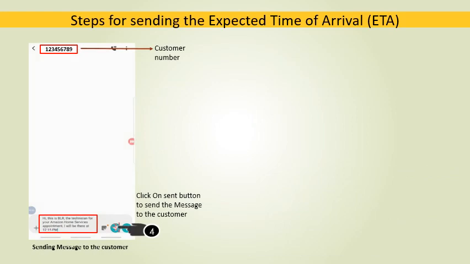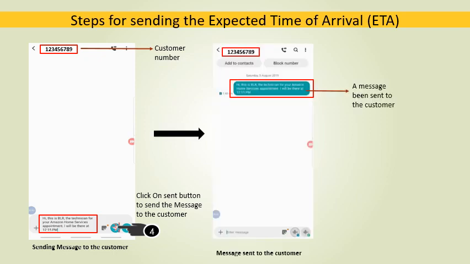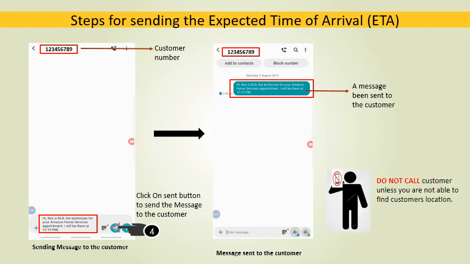Once you click the Text Customer button, an SMS notification will be generated with the arrival time mentioned. You have to send the SMS to the customer. Note that ETA can be sent only within 3 hours prior to the job. Example: for the job displayed which is scheduled for 4th August 10 am, ETA can be sent only after 4th August 7 am. Once you have sent the ETA, make sure that you reach the customer's location on time, and do not call the customer unless you are unable to find the location or if the customer is not available at the location.